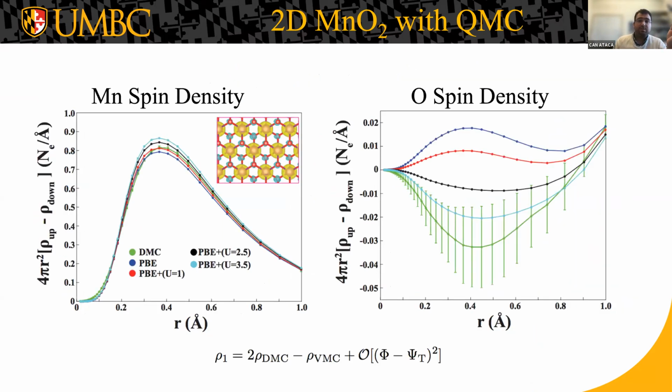Okay, let's continue with this work. We also focus on the spin difference, how the spin difference is changing on the atoms here as well. We have the DMC results and we have the U-dependent PBE results as well. What we are seeing is a similar trend on the manganese part, but on the oxygen part, we have very different results with varying PBE calculations.